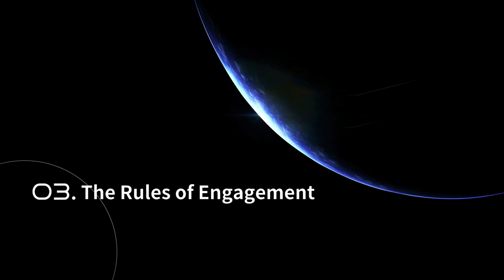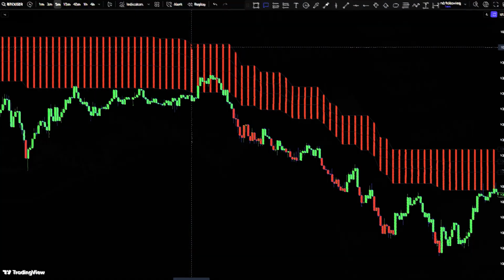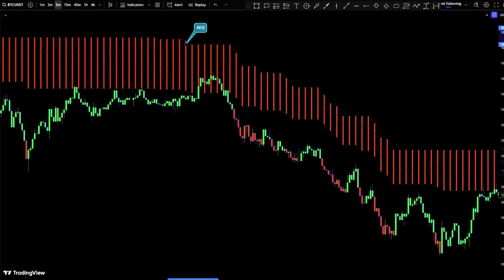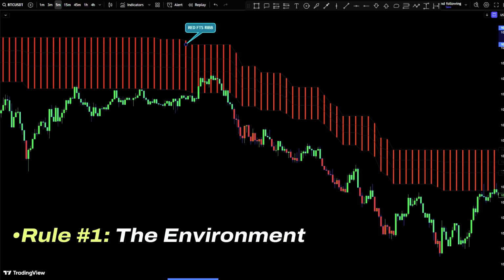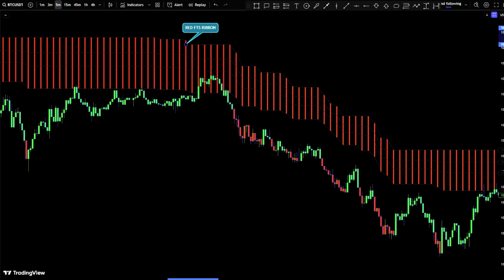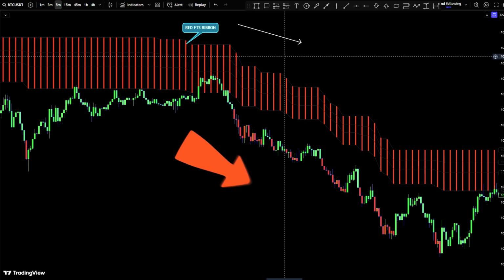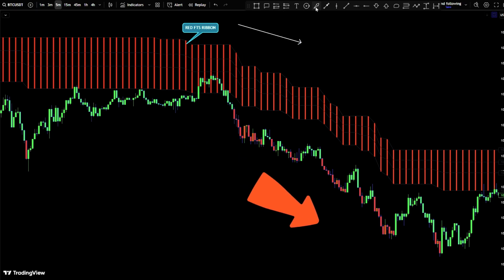So, this is part 3, the rules of engagement. Alright, let's walk through a textbook short trade step by step. Rule number 1, the environment. We see the Black Flag FTS ribbon is red and the price is consistently trading below it. So the market is in a confirmed downtrend. We're only looking for sells.